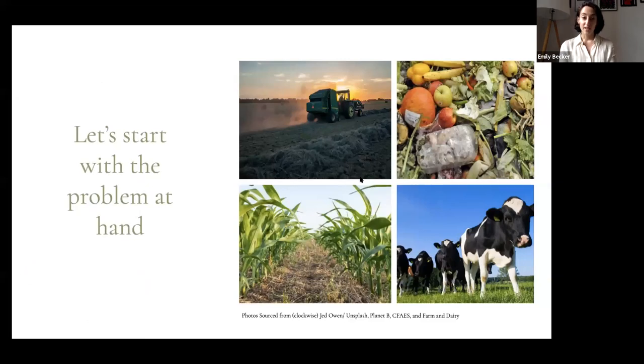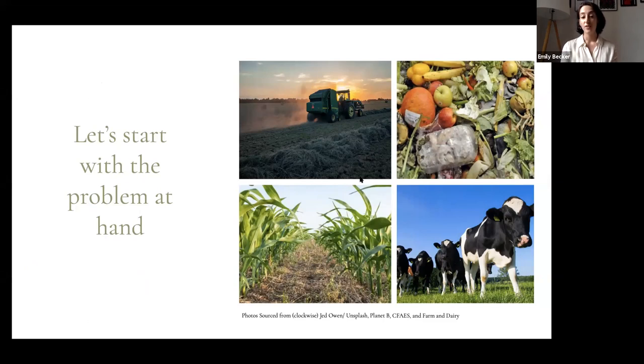Let's start with the problem at hand. From our fields to our livestock production to the supply chains that stock our grocery stores and restaurants, wasteful and environmentally harmful practices are incredibly common in US agriculture. Our bill seeks to address these practices and curtail the impact of ag on US carbon emissions.